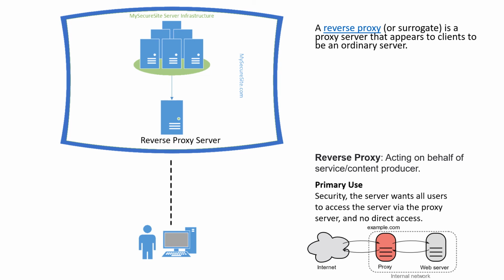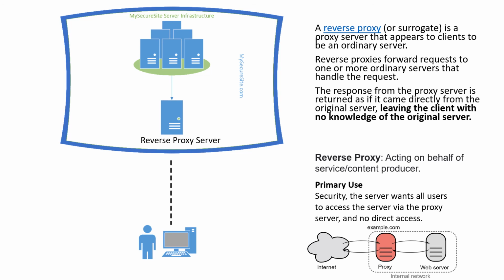Let's see the definition one more time. A reverse proxy, or surrogate. Now I think we can also correlate why we are calling it a surrogate: instead of the real server, it is a surrogate of the real server. It is a proxy server that appears to clients to be an ordinary server. Reverse proxies forward requests to one or more ordinary servers that handle the request. The response from the proxy is returned as if it came directly from the original server, leaving the client with no knowledge of the original server.